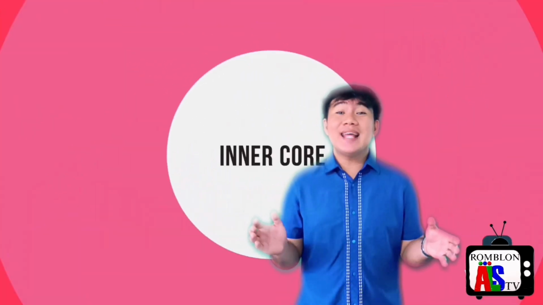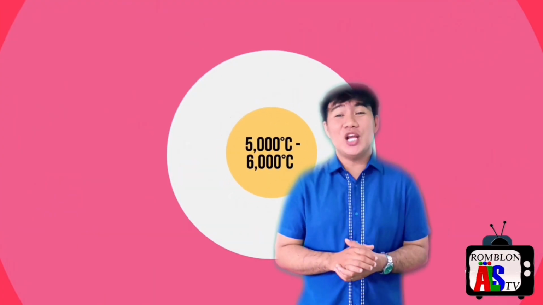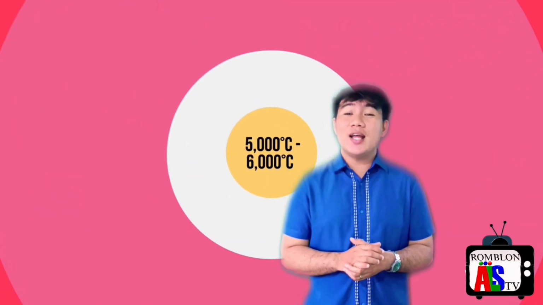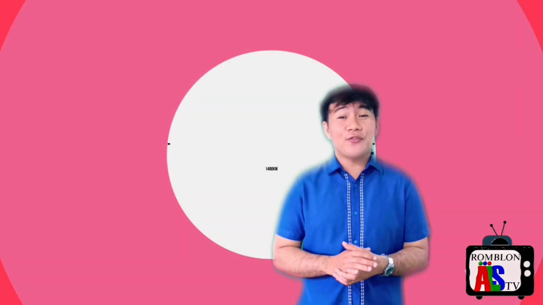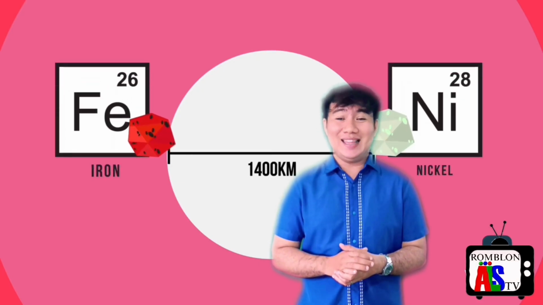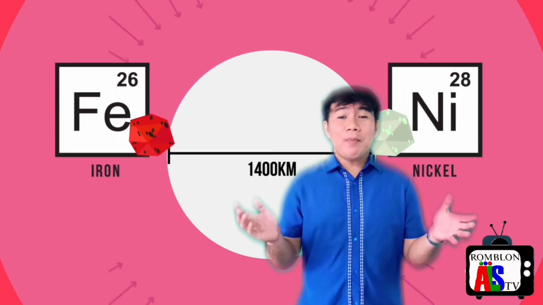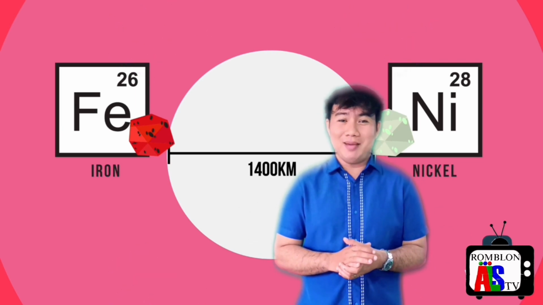The inner core is the hottest part of the Earth, with temperatures between 5,000 degrees Celsius to 6,000 degrees Celsius. That is as hot as the surface of the Sun. It is roughly 1,400 kilometers thick and is also primarily iron and nickel. The pressure here is 3 million times that of sea level, which causes the core to become solid metal.